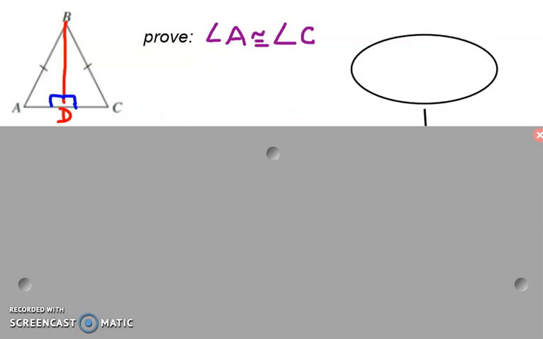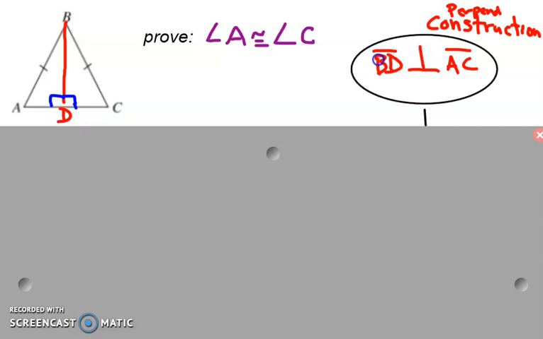So for this problem, we're going to let BD be a perpendicular segment. So line segment BD is perpendicular. This upside down T symbol is the perpendicular symbol. It's perpendicular to line segment AC. And basically our justification for this is that we just simply did a perpendicular construction. So we can construct things or add things to pictures if that in some way helps us.